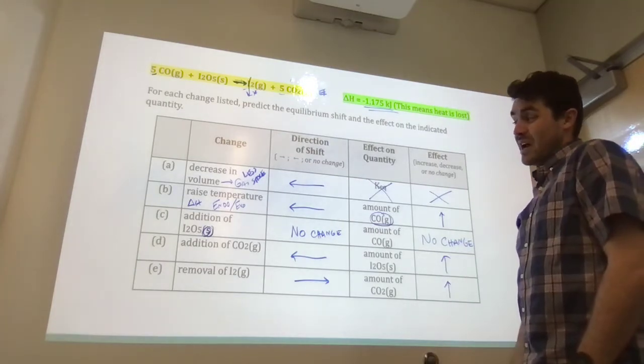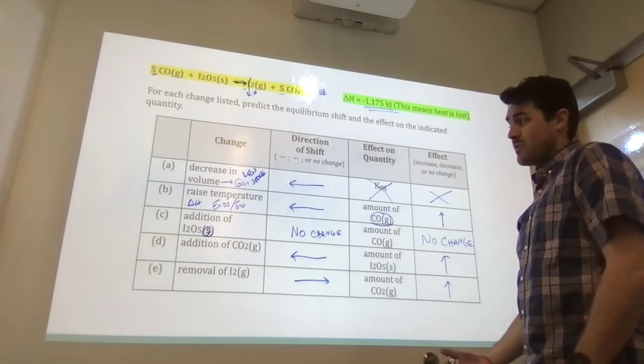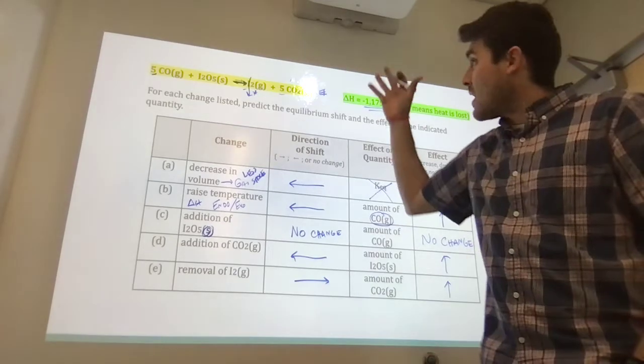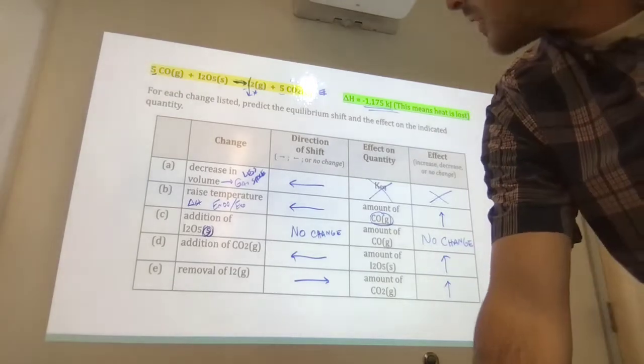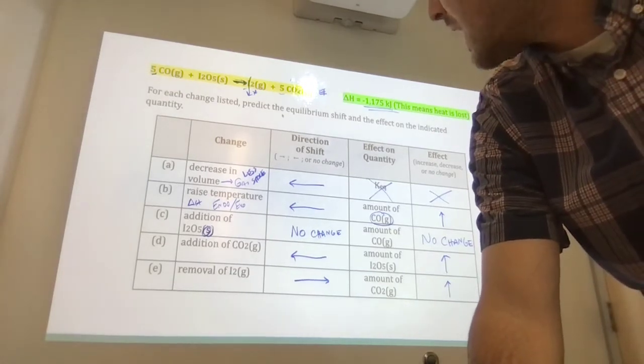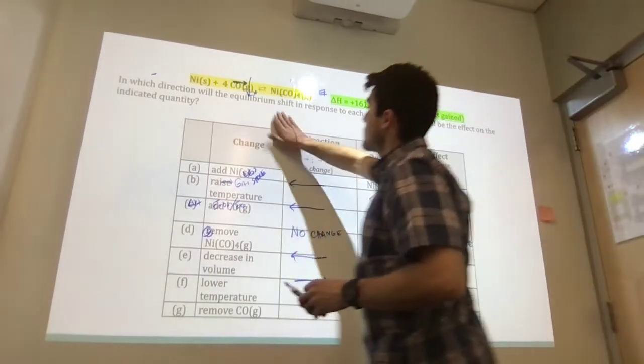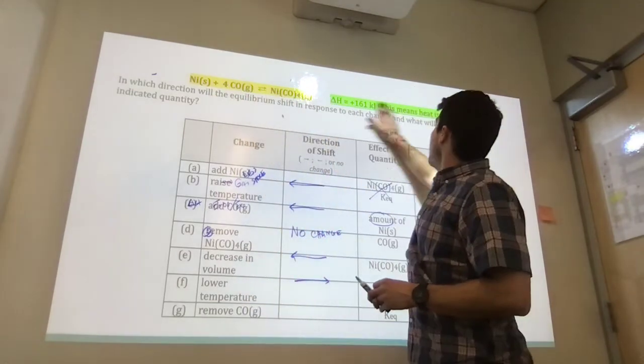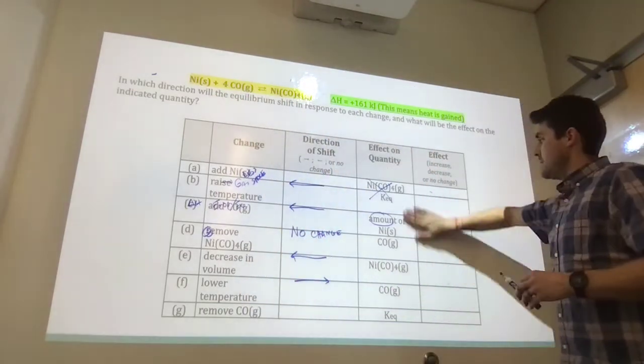So this is an example of how we can rifle through just 1, 2, 3, 4, 5 practice problems on the same exact reaction. Let's try one more together and see if we're getting the hang of this thing. All right, last one. I got this nickel carbon monoxide reaction, okay?